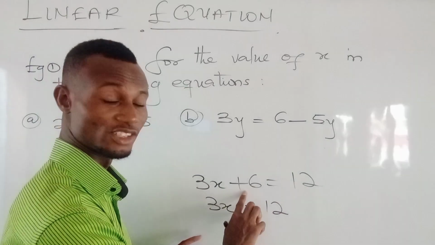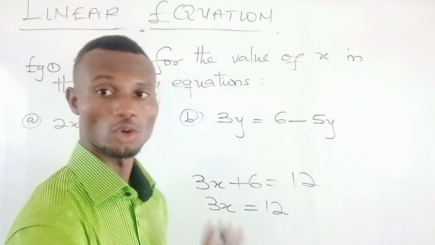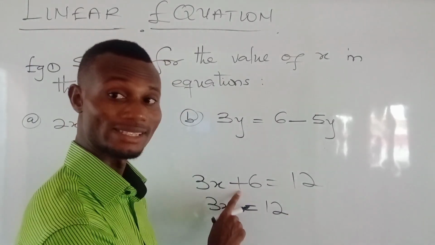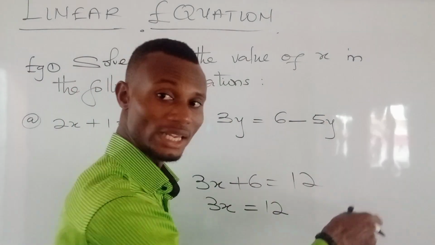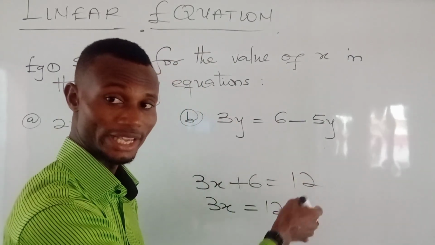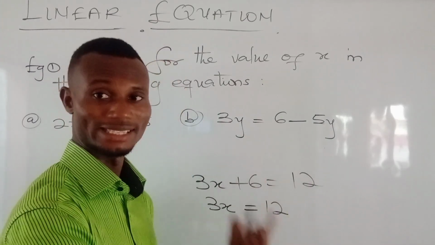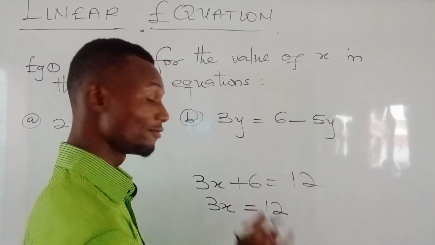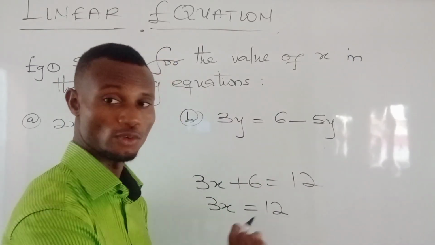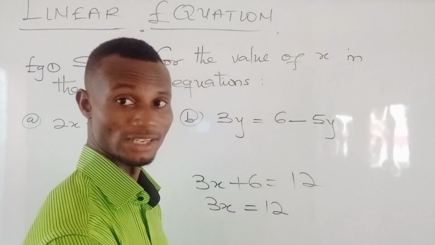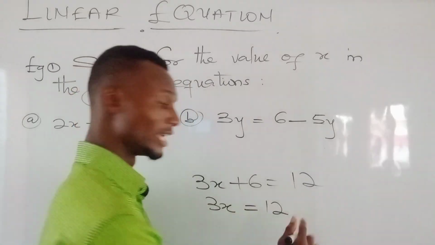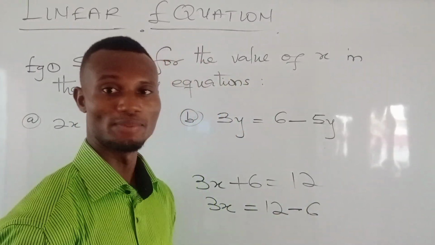Now this positive 6, don't forget I said that when anything crosses the equal sign, the sign it has changes. So this is plus 6, and the sign will change to negative because we are crossing the equal sign. If it is positive and it crosses the equal sign, it changes to negative, and if it is negative and it crosses the equal sign, it becomes positive. So this is positive 6, and when it crosses the equal sign to join the 12 here, it becomes minus 6. I hope you get it.